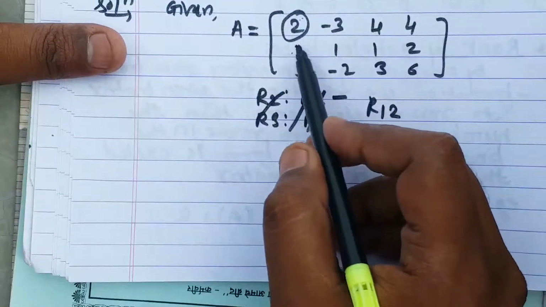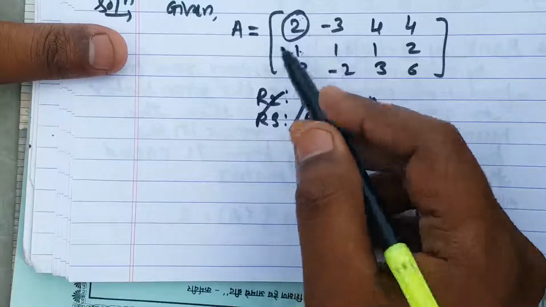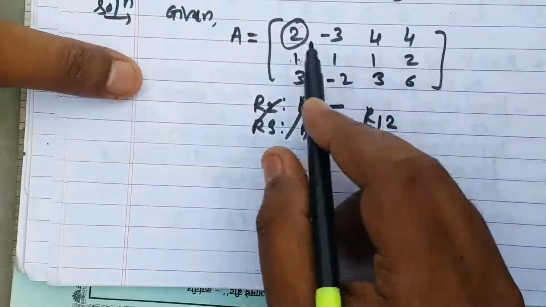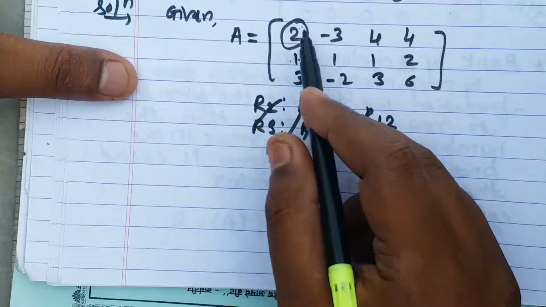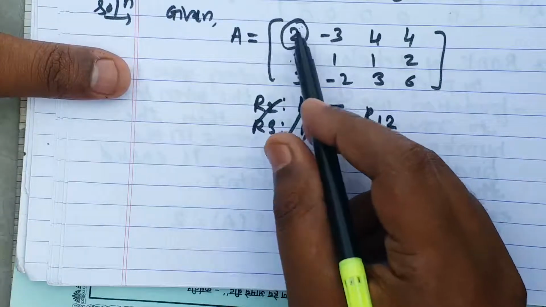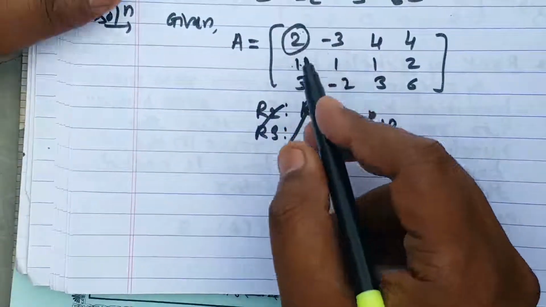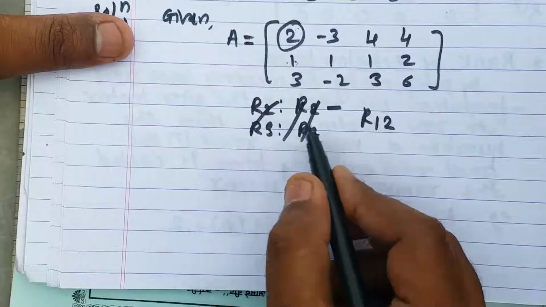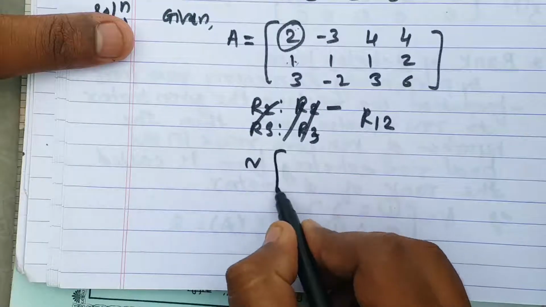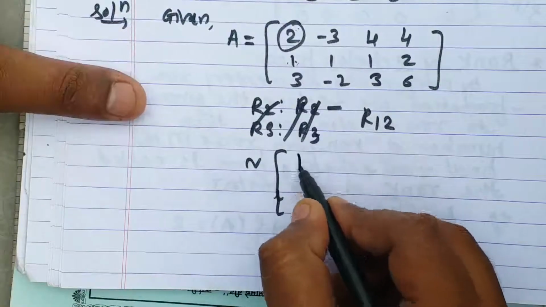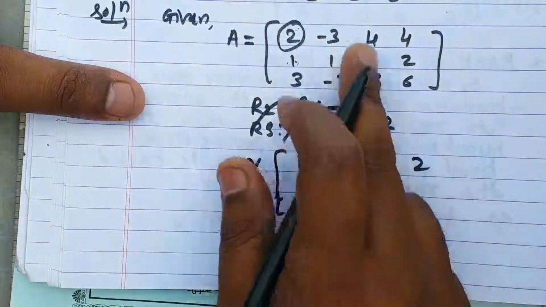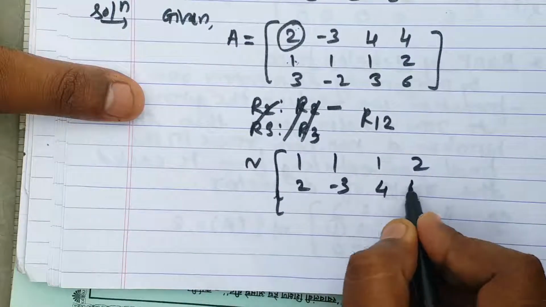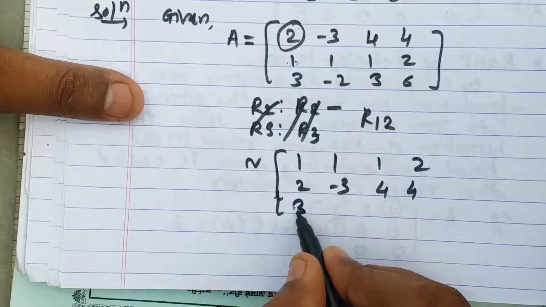Otherwise, we would have to divide by 2 and do the subtraction of fractions. So to avoid fraction calculations, we'll try to bring 1 here if it is available easily. After doing the interchange of first and second row, the new matrix will be equivalent to the previous matrix. So we'll have 1 1 1 2, this row at the first place, the first row will become the second row, and the last row as it is.